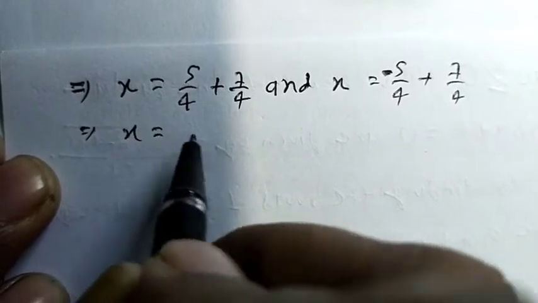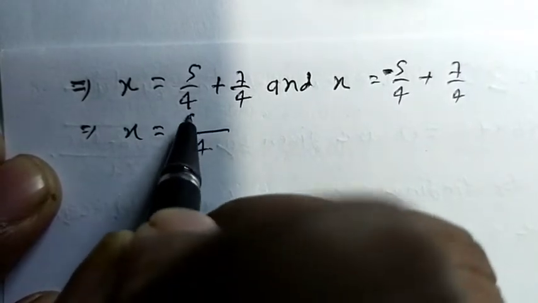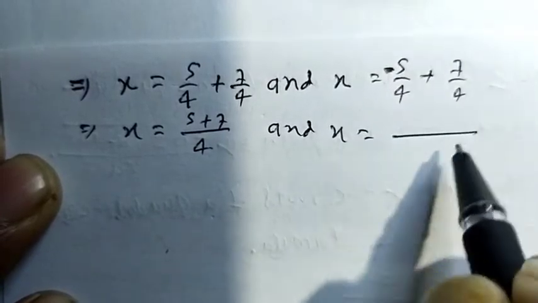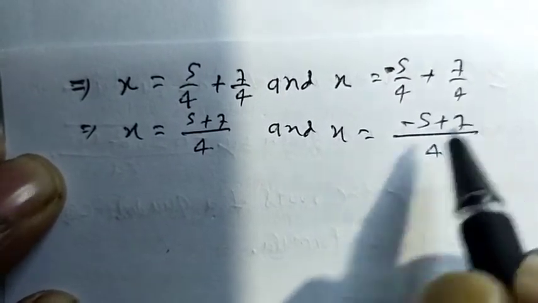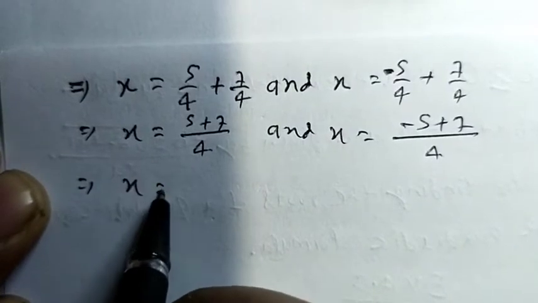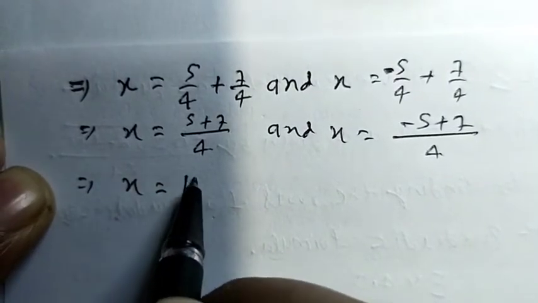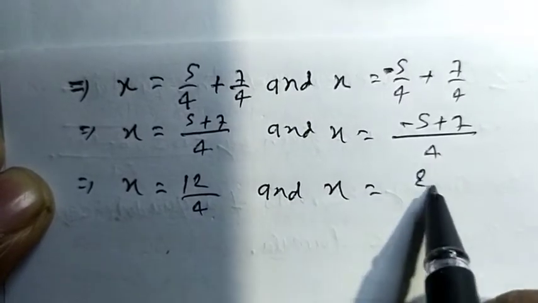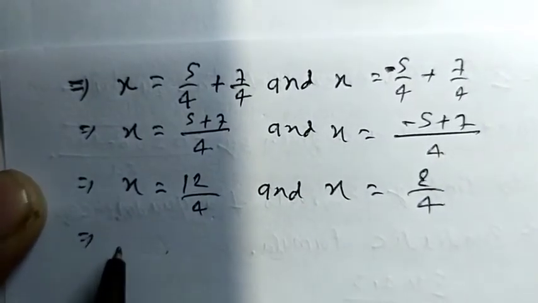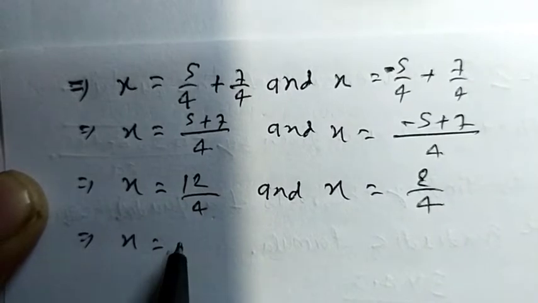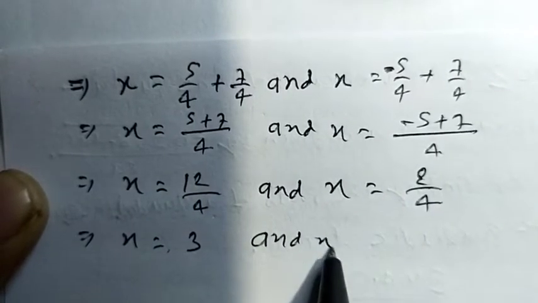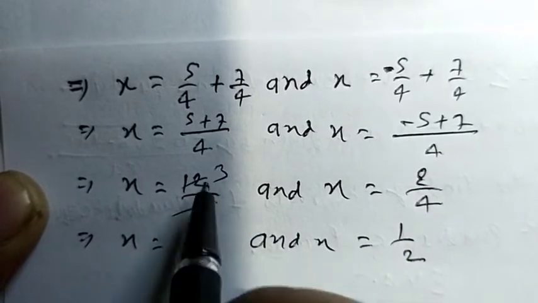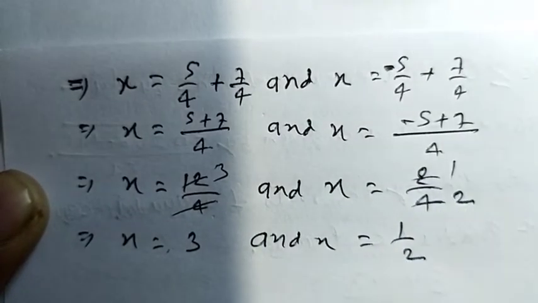This implies x is equal to 5 plus 7 over 4 and x is equal to minus 5 plus 7 over 4. This implies x is equal to 12 by 4 and x is equal to 2 by 4. This implies x is equal to 3, since 4 threes are 12, and x is equal to 1 by 2, since 2 ones are 2 and 2 twos are 4.